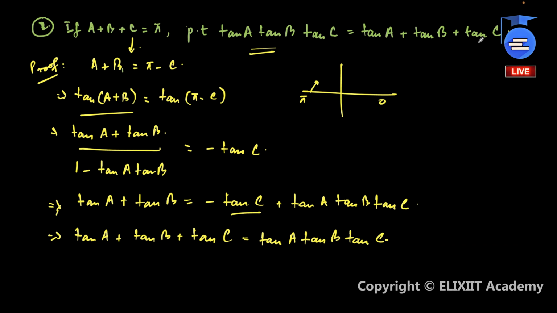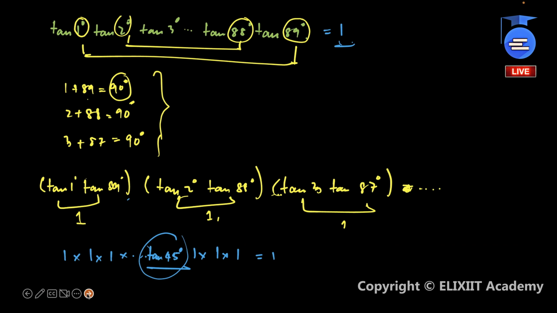So this is the way how we solve these types of questions. Some conditions are given. Now you have to remember this thing. This is a very important identity. Further, we're going to see this under conditional identities also, but this is a very important identity which you need to remember: if A plus B plus C is equals to pi, then tan A tan B tan C is equals to tan A plus tan B plus tan C. One more way is there. You can prove this actually using this way.